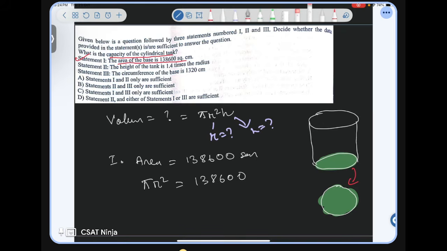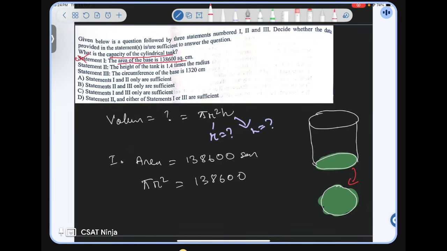You compare what is required and what is given here. You know pi R square, but you don't know the height value. If you don't know this value, you won't be able to find the volume. So statement number 1 alone is not sufficient to answer. What about the next one?